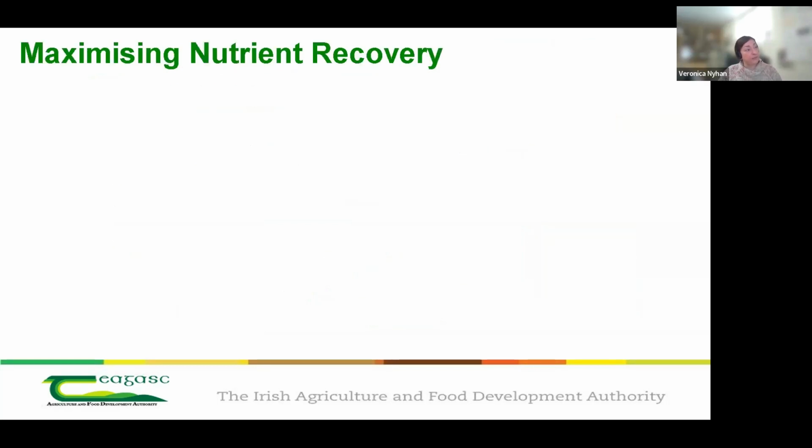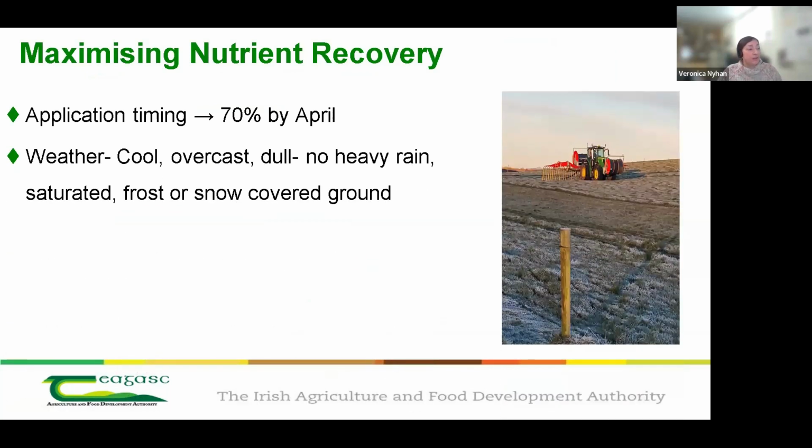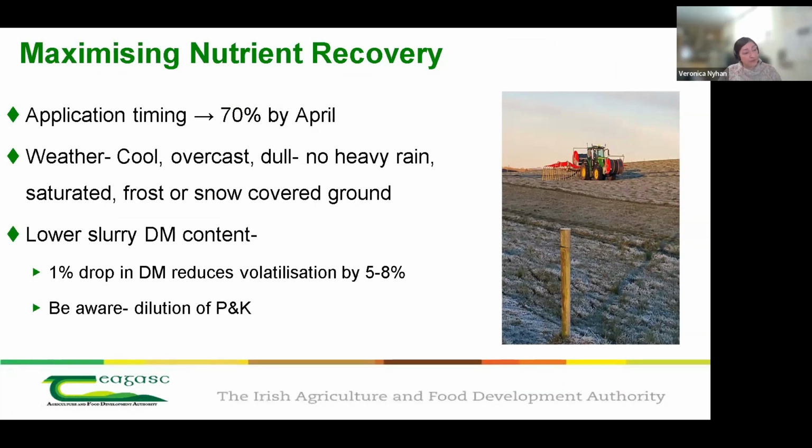So I suppose the messages we would have in relation to maximising nutrient recovery in the use of slurry is to try and have 70% of slurry out in April. Not to put it out in soil conditions that aren't suitable, so saturated soils, frost or snow covered ground, because it simply doesn't infiltrate into the soil. Avoid it when heavy rain is forecast, and also the best weather is cool, overcast, dull weather. Avoid really hot, dry days. If we're trying to reduce volatilization, the ideal is to try and reduce the dry matter by about 1%.